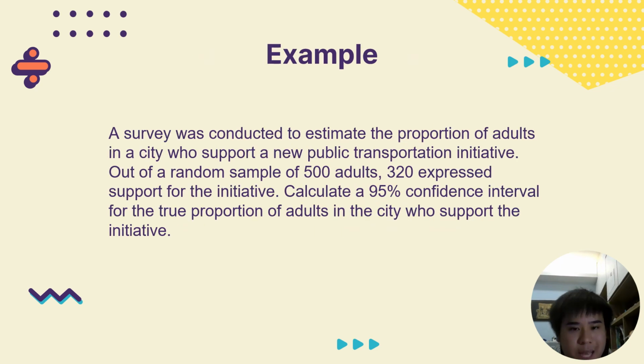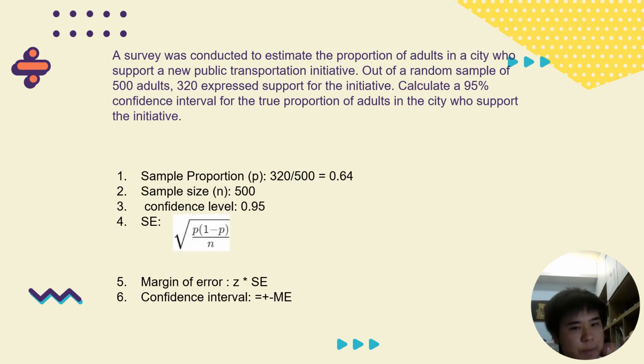So let's look at an example right away so you understand what I'm talking about. A survey was conducted to estimate the proportion of adults in the city who support a new public transportation initiative. Out of a random sample of 500 adults, 320 of them expressed support for the initiative. The question is, calculate a 95% confidence interval for the true proportion of adults in the city who support the initiative. It's actually pretty simple.